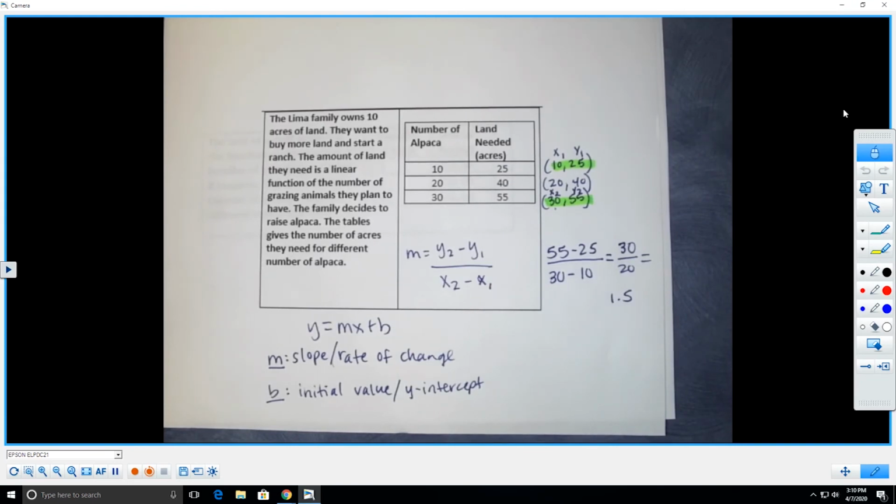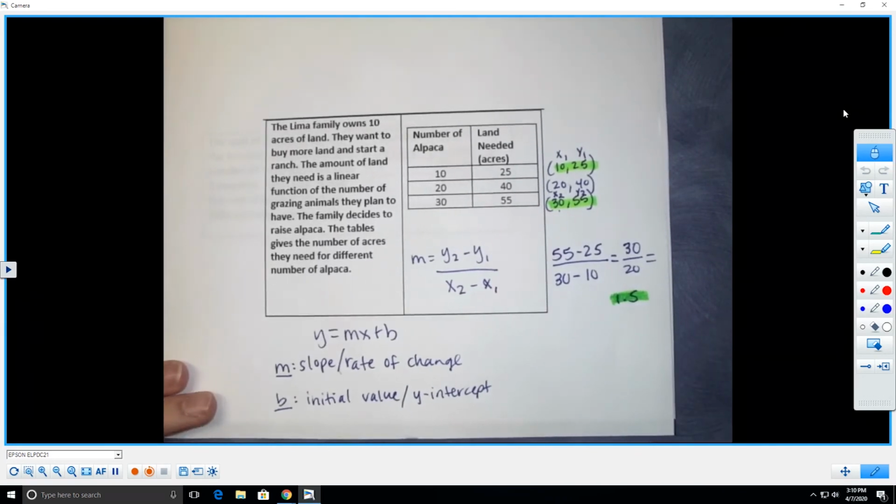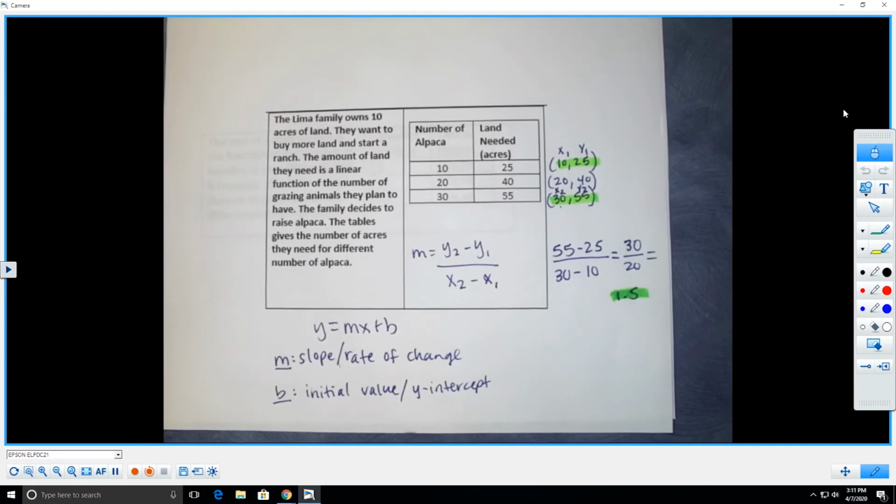How did you do? Awesome. Now, what does that mean in the context of this problem? What does a rate of change of 1.5 mean in the context of this problem? Right. It means that for every acre of land, you can increase the number of alpacas by 1.5. Now, no rancher is going to increase their flock or herd by half an animal, but we know that the mathematics is here to model the situation as a whole.